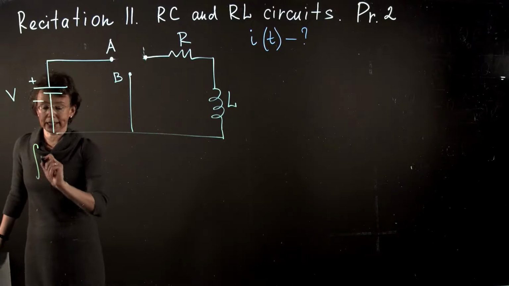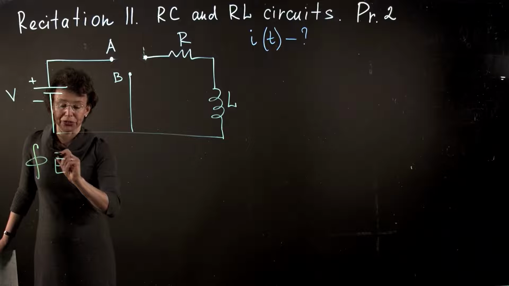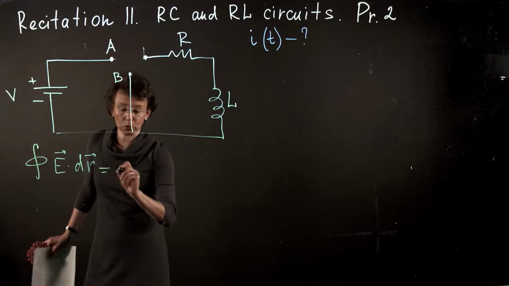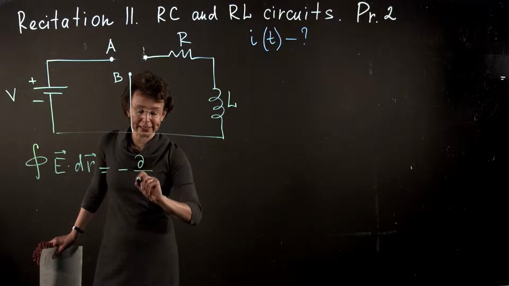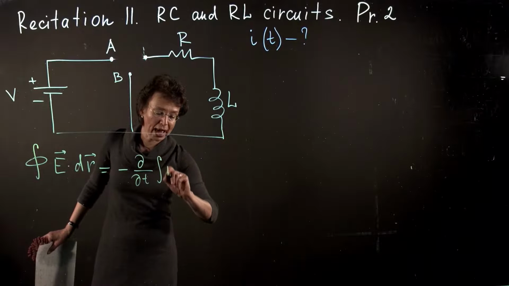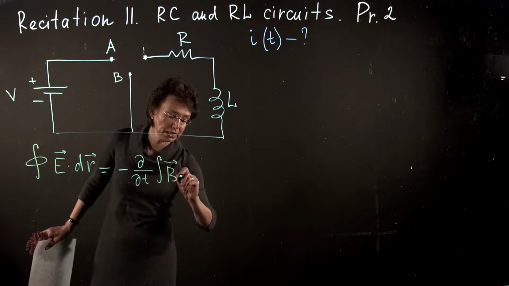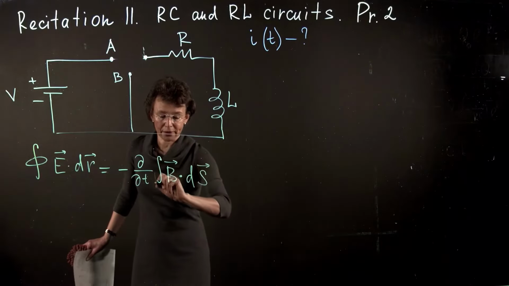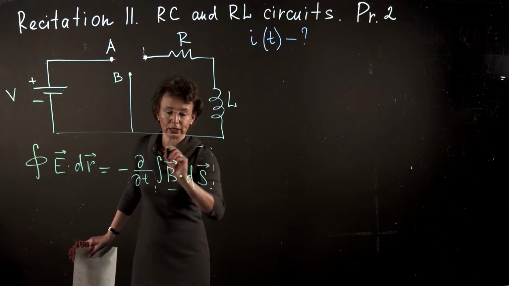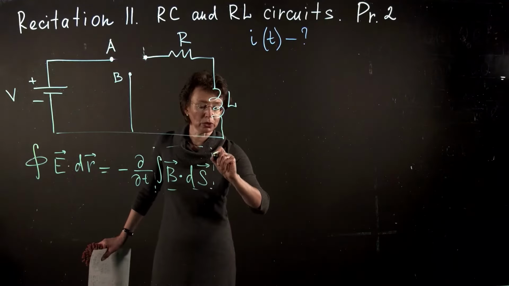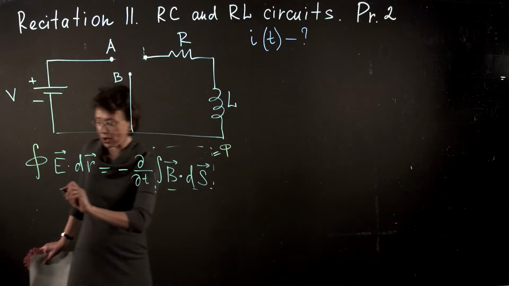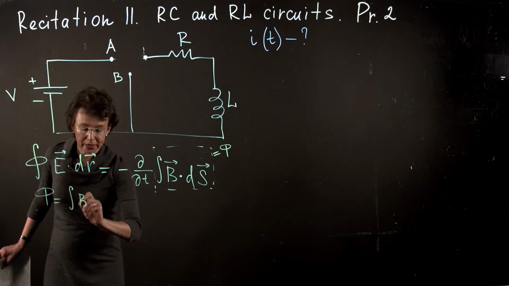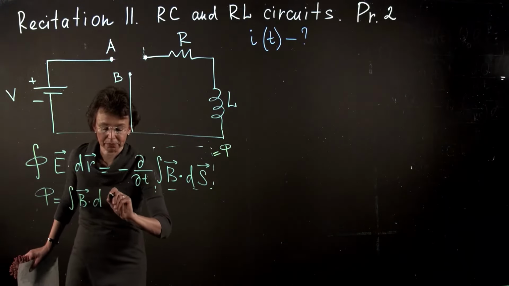It tells us that the integral of E dot dr over a closed path is equal to minus d/dt of the flux of the magnetic field, B dot ds. What I have here is the flux of the magnetic field, and we call it phi. Phi is the integral of B dot ds.